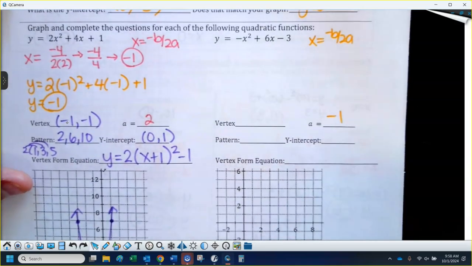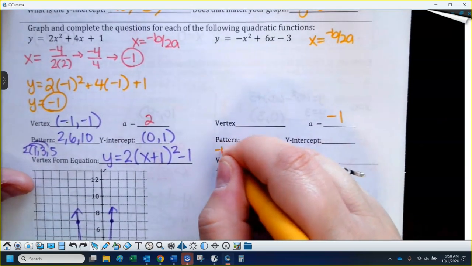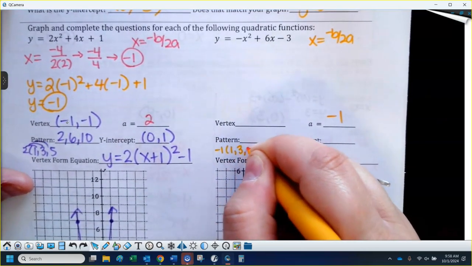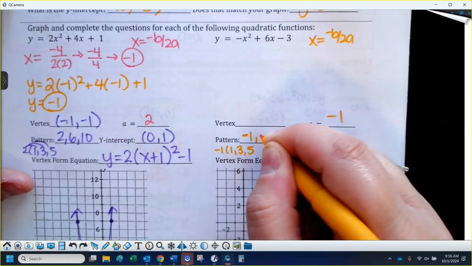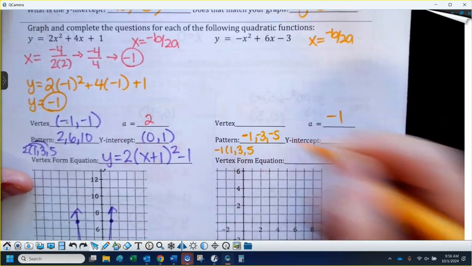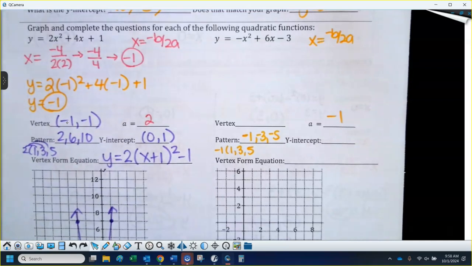Excellent, -1. Now that's going to tell you a couple things. That's going to tell you, does the graph turn right side up or upside down? It's also going to tell you the pattern for graphing this. The pattern for graphing, you just take -1 times the 1, 3, 5, and so you get -1, -3, -5. That just means the graph is going to go upside down. So you're going to go over 1, and if it's negative, go down 1.